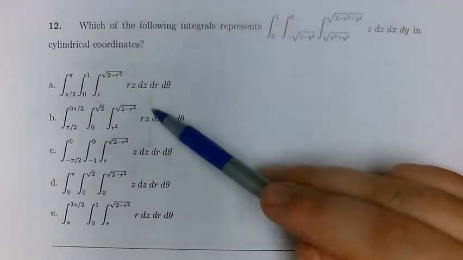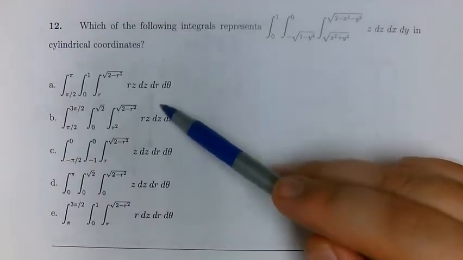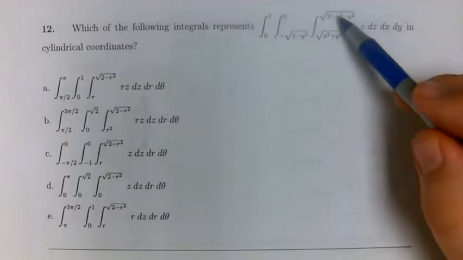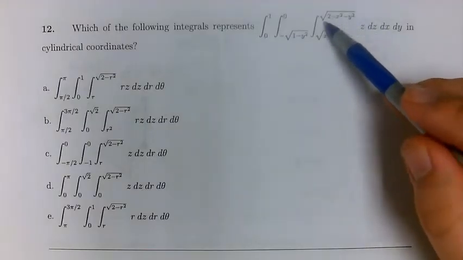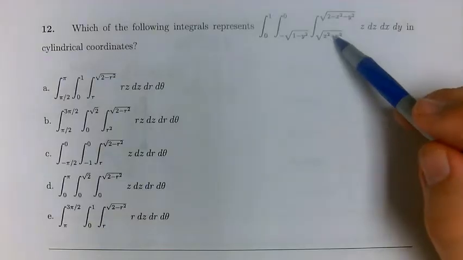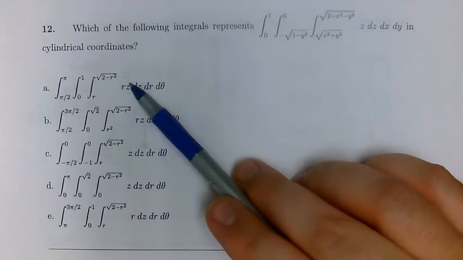So that means that our answer, once again, has to be between one of these two right here. All right. Now, if we substitute x and y for r, we have root 2 minus r squared and root r squared, or just r. So that means immediately that it has to be this one right here.